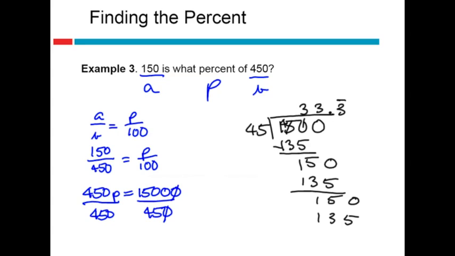So our percent number is going to be about 33.3%. So our percent number is going to be 33 1/3. So the percent is going to be 33 1/3%.